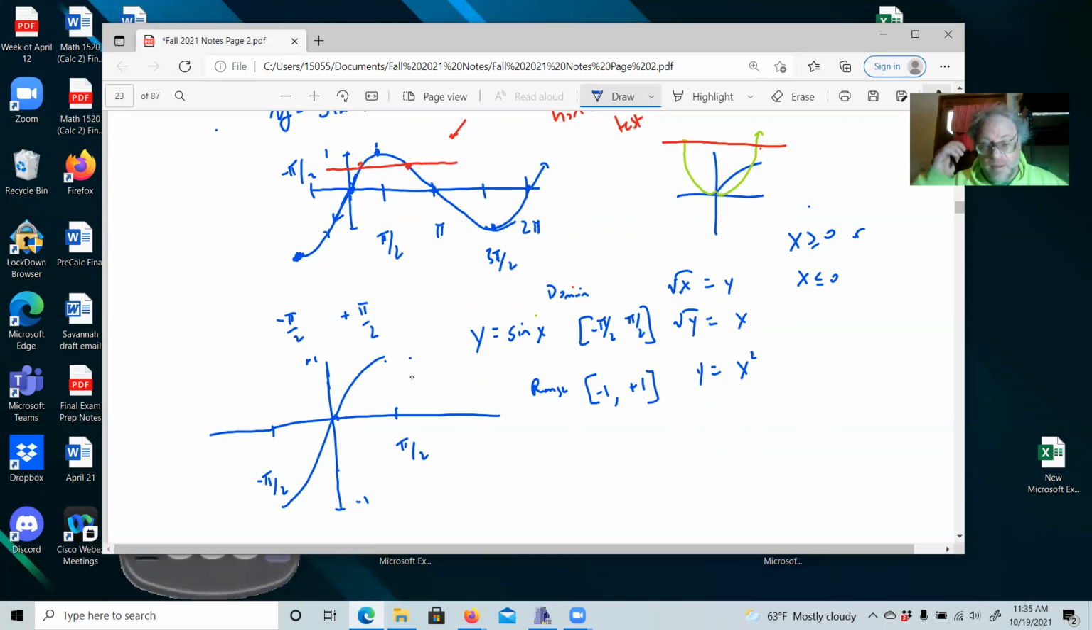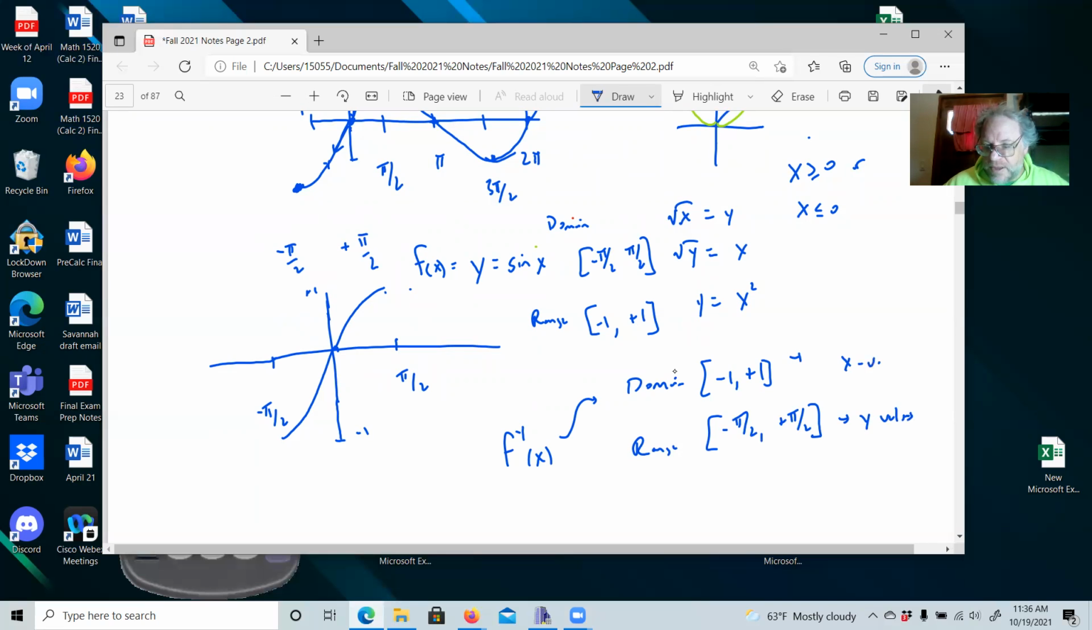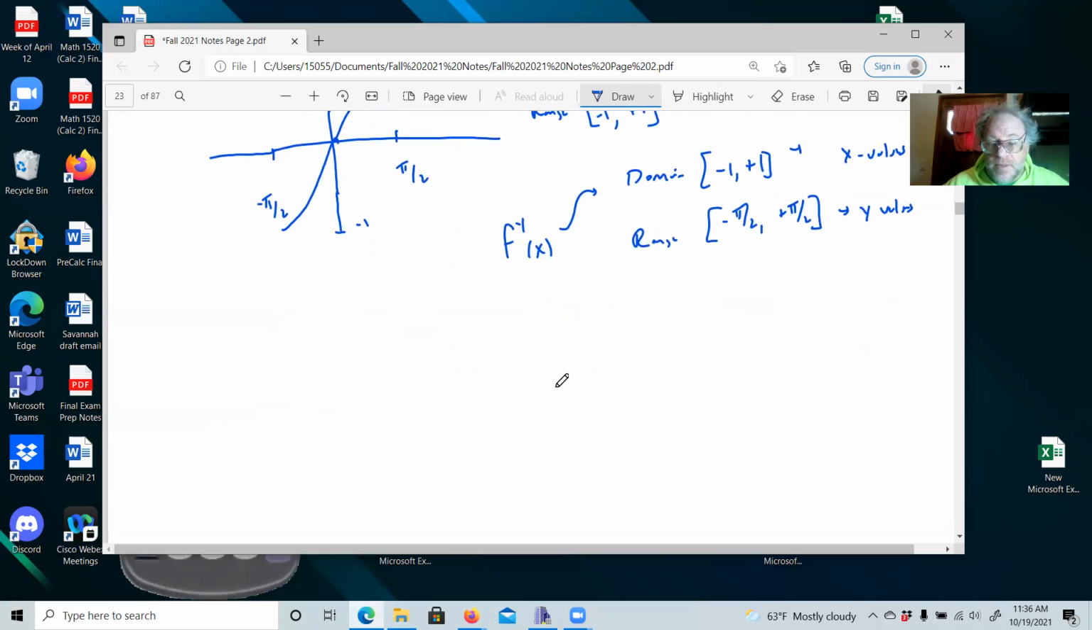Now, do you remember what the relationship was between the domain and the range of one function and the domain and the range of its inverse function? They flip-flopped. So we'll call this f of x for the moment, and f inverse is going to be the inverse, whatever function that is. Sine's inverse. The domain here is between negative 1 and positive 1, and the range is negative pi over 2 to positive pi over 2. Remember, these are our y values, and these are our x values.